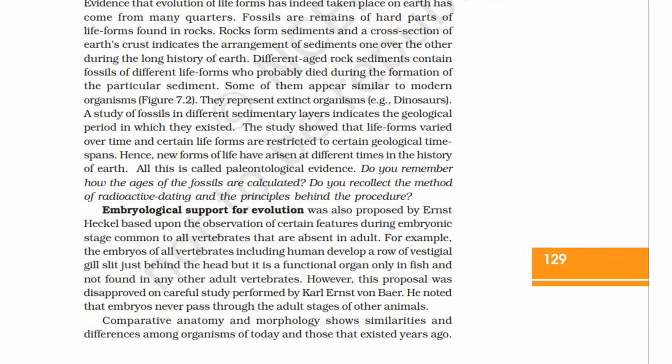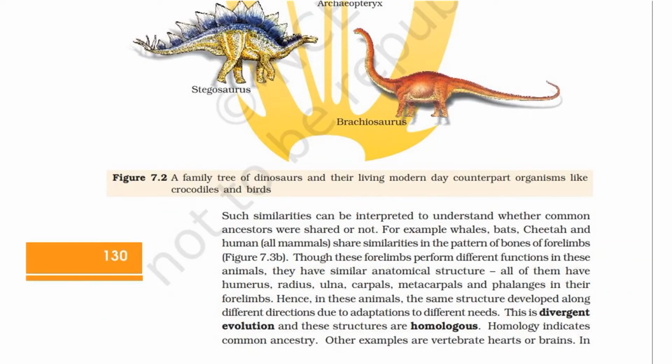Comparative anatomy and morphology shows similarities and differences among organisms of today and those that existed years ago. Such similarities can be interpreted to understand whether common ancestors were shared or not. For example, whales, bats, cheetah and human, all mammals, share similarities in the pattern of bones of 4 limbs. Though these 4 limbs perform different functions in these animals, they have similar anatomical structure. All of them have humerus, radius, ulna, carpals, metacarpals and phalanges in their 4 limbs.